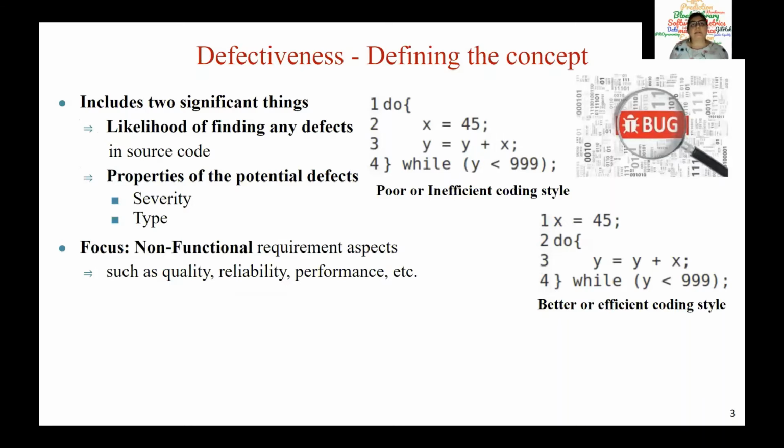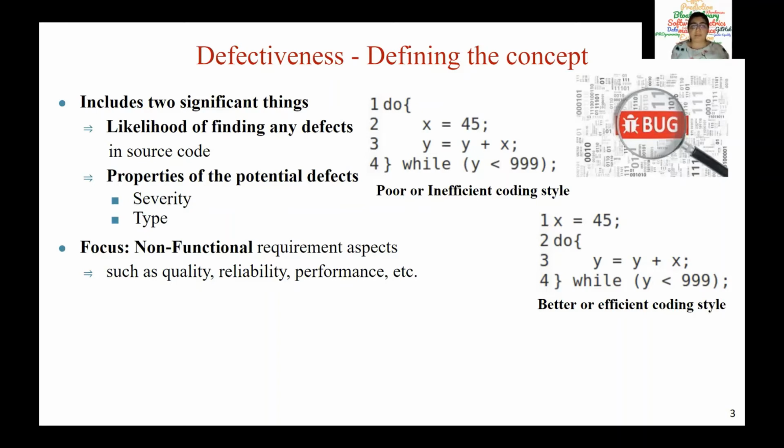So let's define the notion of defectiveness. When I say defectiveness, what do I actually mean? Defectiveness includes two significant things. First, the likelihood of finding any defects in a given source code. And if the source code is defective, what are the different kinds of defect characteristics that may be present in the source code? For example, are the defects related to a certain priority type? Are they related to enhancement, and so on?